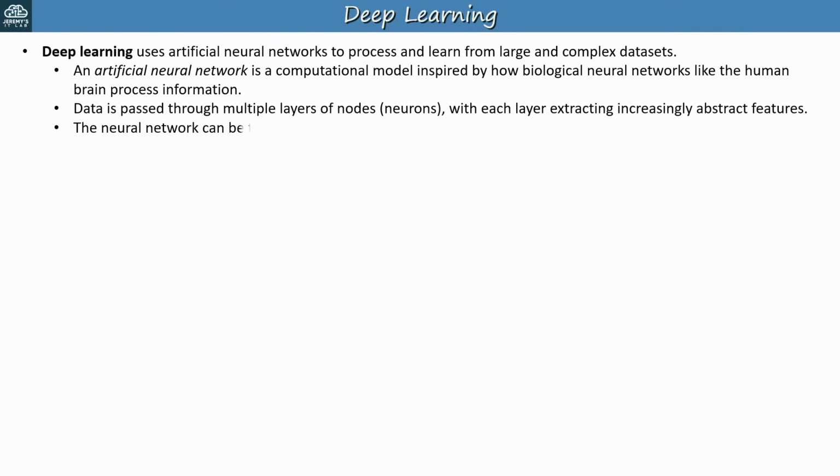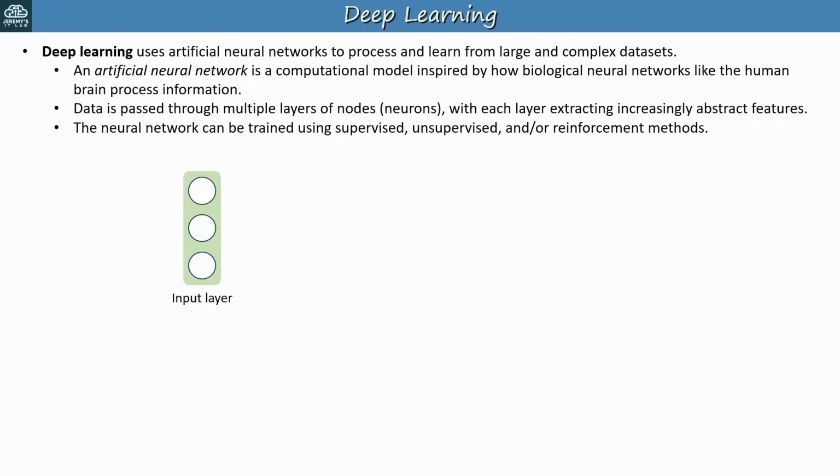Note that deep learning isn't entirely separate from the other methods we've looked at. Neural networks used in deep learning can be trained using supervised, unsupervised, or reinforcement methods. So it's essentially a more advanced way of applying these approaches to solve complex problems.